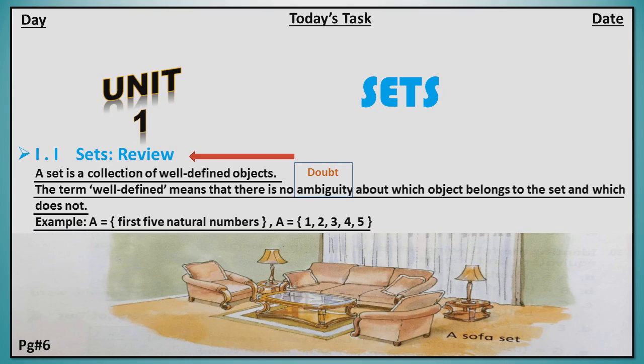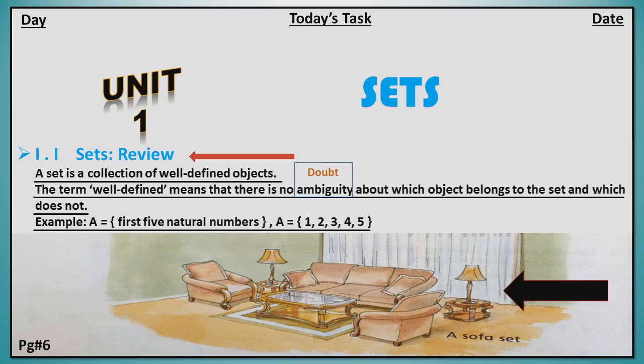For example, dear students, set A is equal to first 5 natural numbers. This is a well-defined set because in this set there is no doubt about which number belongs to the first 5 natural numbers and which number does not. Everyone knows the first 5 natural numbers are 1, 2, 3, 4 and 5.